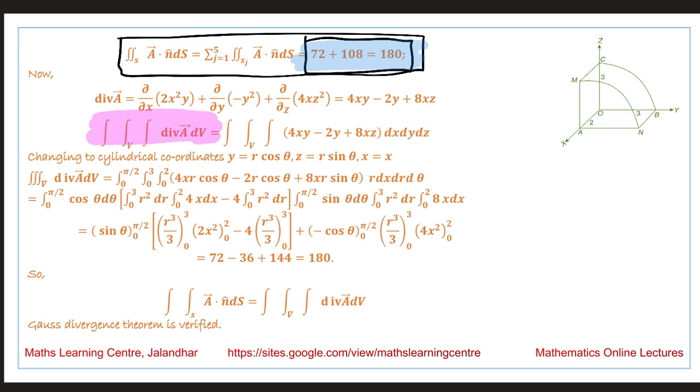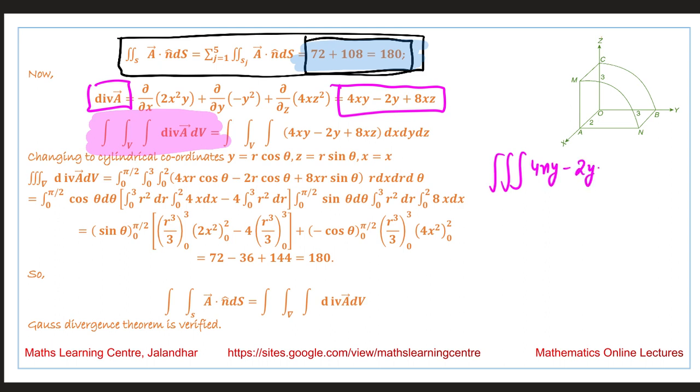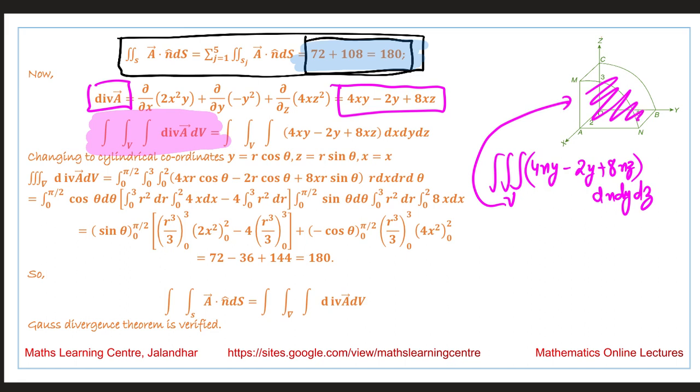Next we have to evaluate the divergence side of this integral. It is the triple integral of divergence of A into dV. Divergence of A we have calculated, and the answer you will obtain is 4xy minus 2y plus 8xz. So our integral becomes the triple integral of 4xy minus 2y plus 8xz into dx dy dz over the volume V bounded by this cylindrical portion.